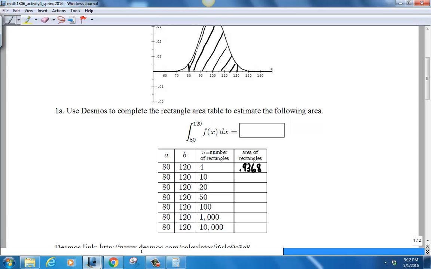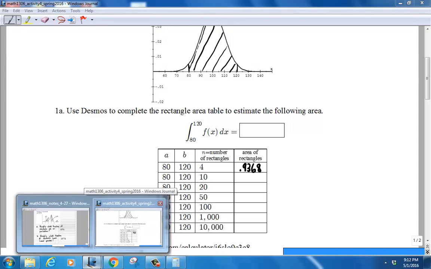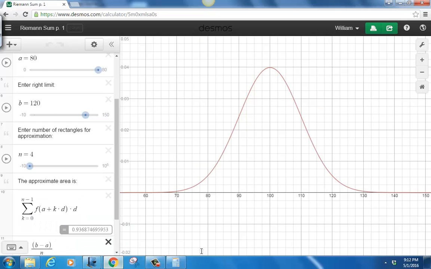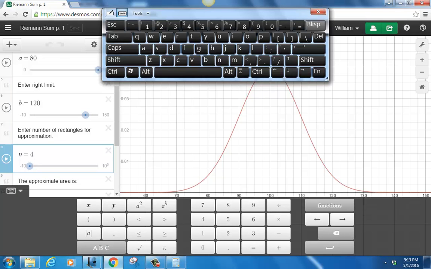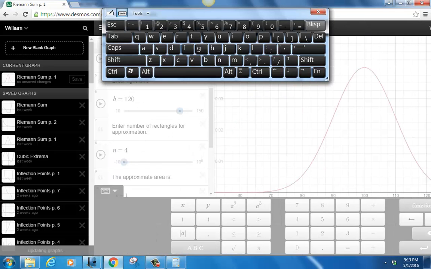So let's increase now the number of rectangles. Okay, so let's go back to Desmos and change that number of rectangles. That's in this box number 8. So let's change that number of rectangles. There it is. Okay, so let's change that.